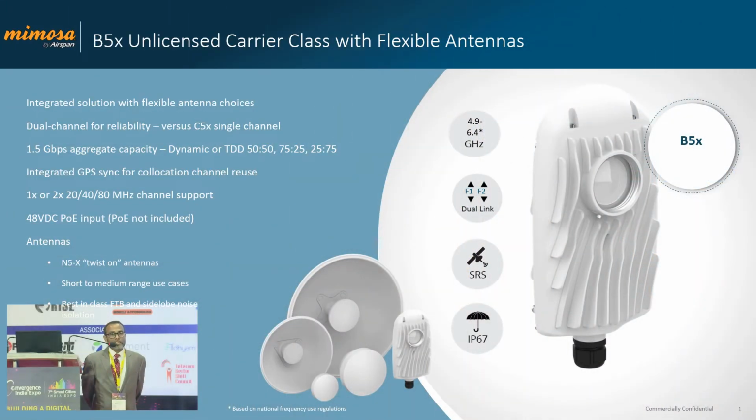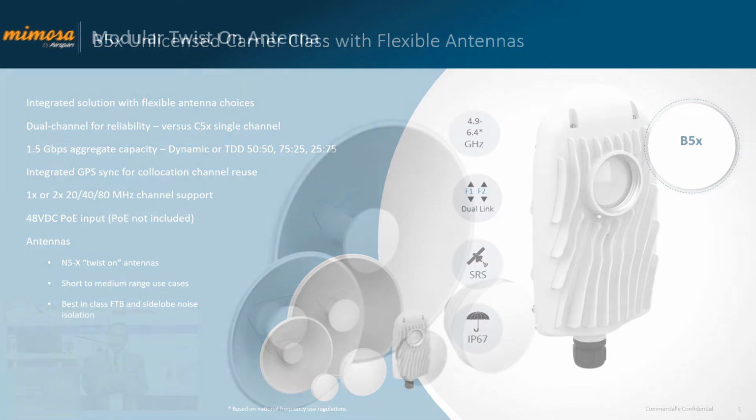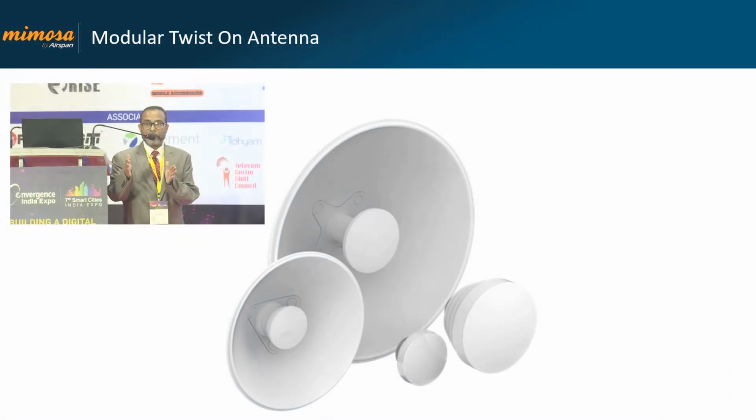B5X is recently launched in India. One plus point you will see is that this radio has got 1 gig capacity, and it has got multiple antennas, right? Antennas start from 12 dBi up to 25 dBi. So depending on the distance, the same radio with modular antennas. Design wise, it is a bit unique.